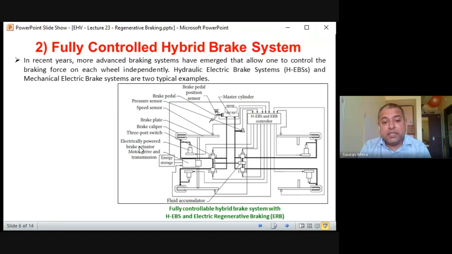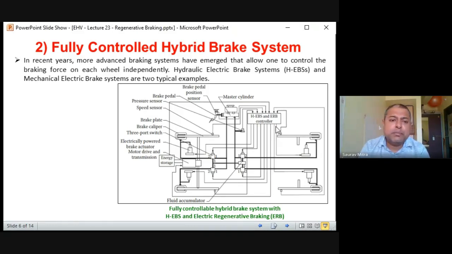Then there is the electrically powered brake actuator, motor drive, and transmission. This is an integral part of regenerative braking. It is a new part, and there is also an energy storage. In the previous case energy storage was also there. After regeneration, all this energy coming in is fueling the energy storage part. And this is the heart, the HEBS and ERB controller. Then there is a fluid accumulator, and the 3-port switch. These two are the main heart of this HEBS system. Apart from that, everything else is similar.